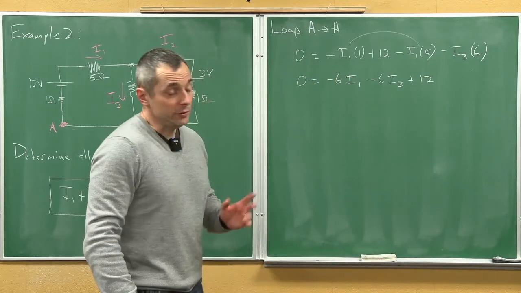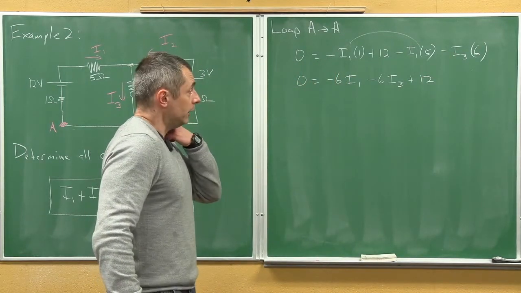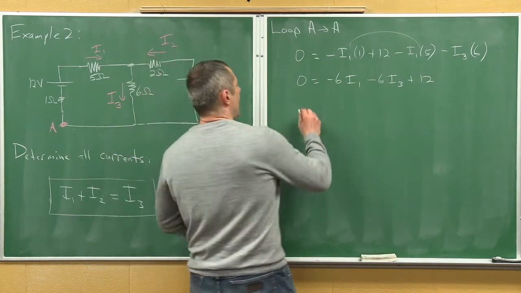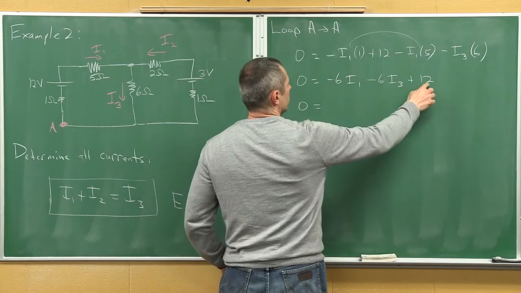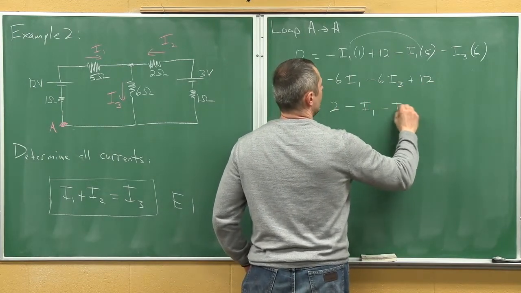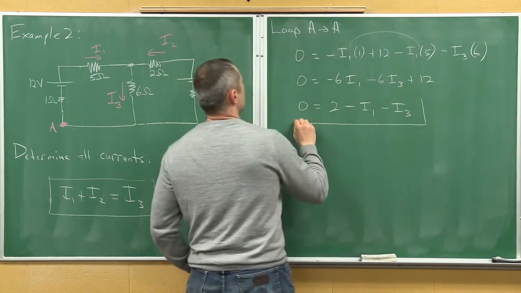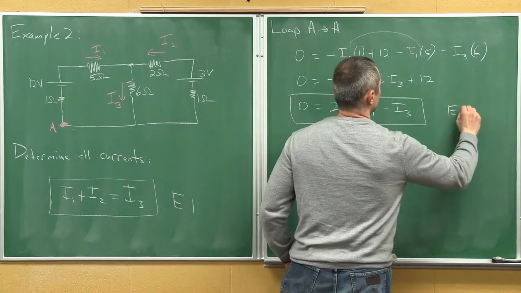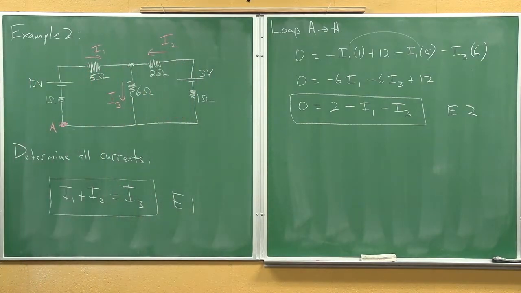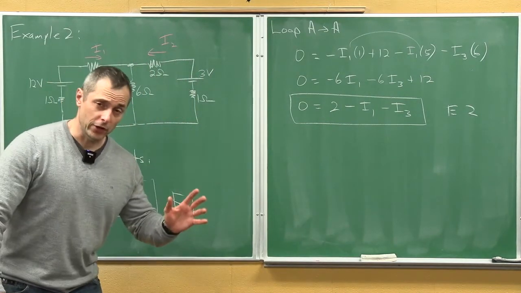One more thing, just to simplify things, make them a little easier, I'm going to divide both sides by 6. And so that'll leave me an equation of 2 minus I1 minus I3. Here's another equation. I'll call it E2, equation 2. 2 unknowns, so I can't solve that again.